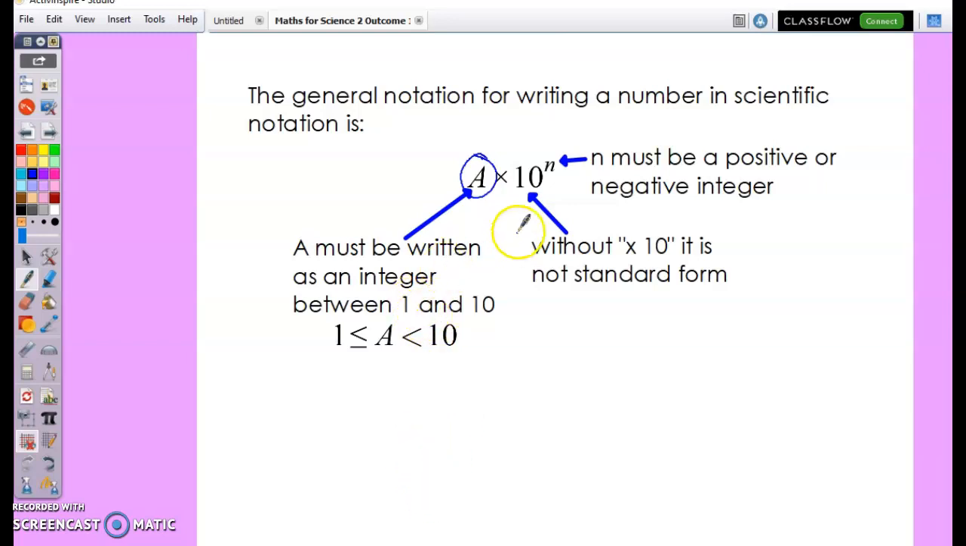And the reason for that is I want it in times 10 to the power of n. So if I go to 10, that essentially is adding on an extra power here. We need the times 10 because that's what we're timesing it by. We're timesing it by 10, however many times this power says. And my value of n here must be a whole number, and it can be either positive or negative. It's positive if it's a big number, negative if it is a small number.